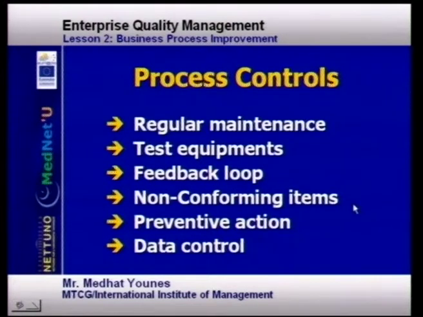Control of non-conforming items includes measures to prevent defective products from being used or sold. Preventive actions are specifically aimed at prevention of failure via proactive measures learned from previous corrective actions. Data control includes data and document control. This includes measures to prevent failures due to the use of incorrect, invalid, or out-of-date documents and data.